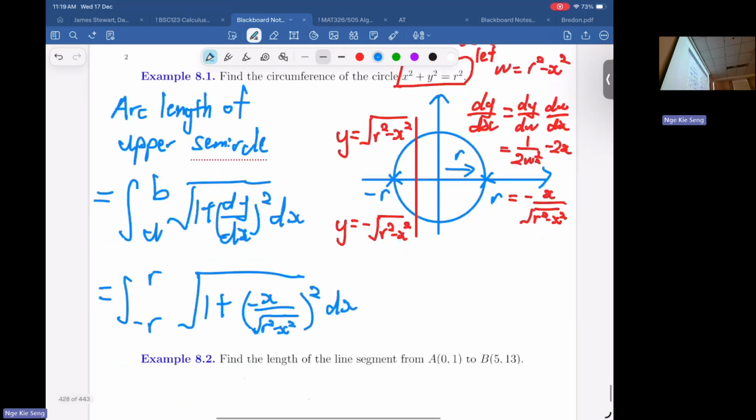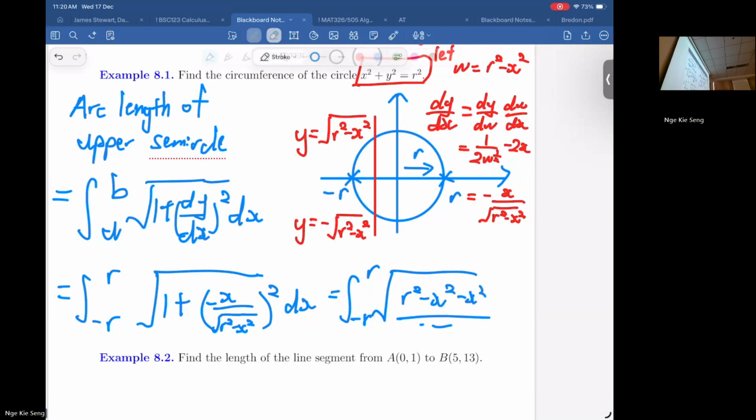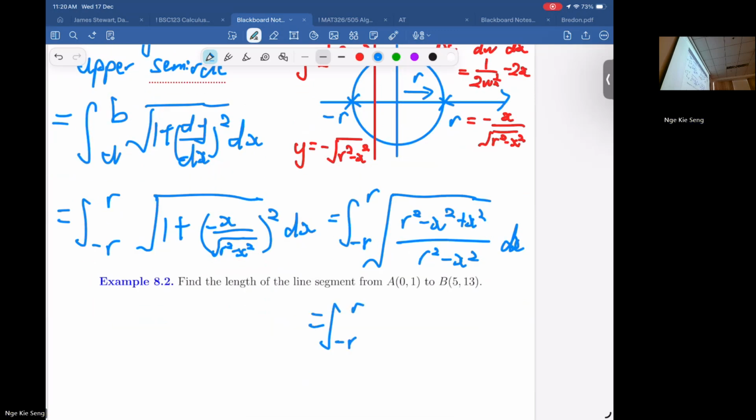You might think this is very ugly, but if you expand it, it's actually very nice. So you get r squared minus x squared plus x squared over r squared minus x squared. Can you see what I'm doing here? I square the fraction and then make them the same denominator. You can see that something really nice cancels out, and you're just left with r squared over r squared minus x squared.